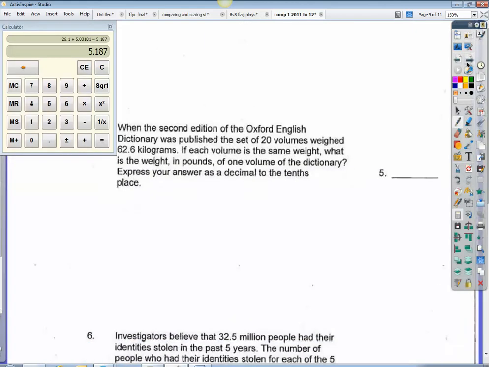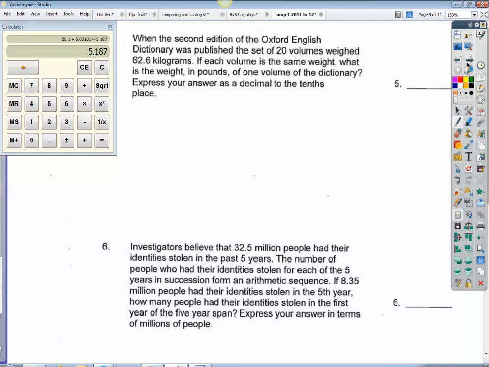All right. When the second edition of the Oxford English Dictionary was published, it was 20 volumes. Oh my goodness. It weighed 62.6 kilograms. That's really heavy. If each volume is the same weight, what is the weight in pounds of one volume of the English Dictionary? Well, how many pounds are there in a kilogram? So, I think there are 2.2 pounds in a kilo.